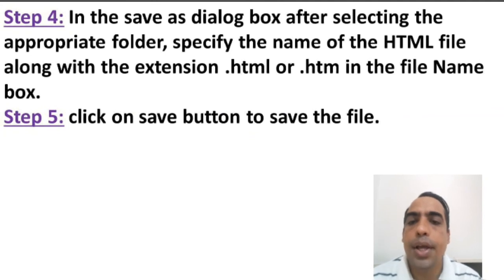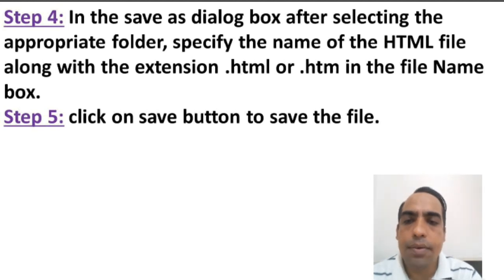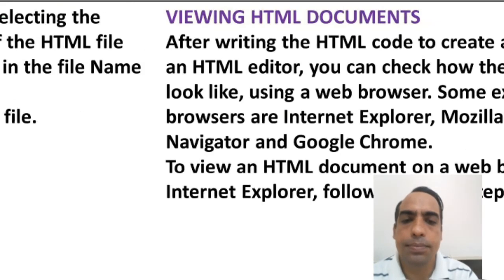Step 4. In the Save As dialog box, after selecting the appropriate folder, specify the name of HTML file along with the extension .html or .htm in the file name box. For saving an HTML file, extension is compulsory. Step 5. Click on Save button to save the HTML file.